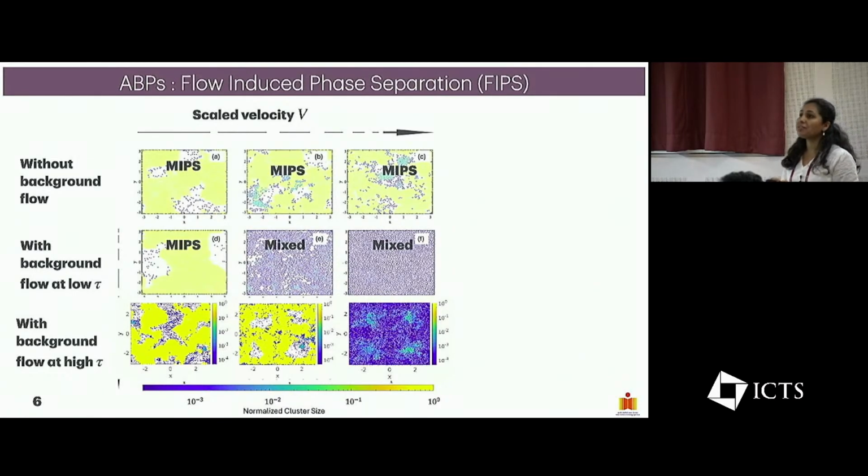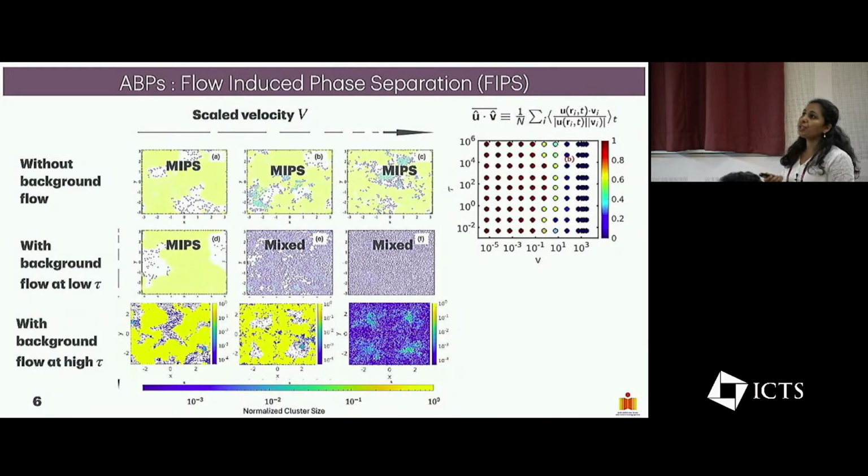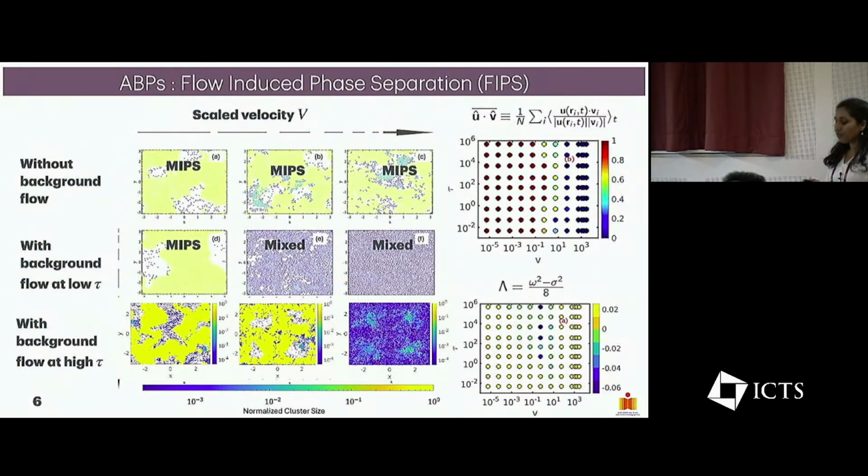So to identify these different types of phases, we introduce two parameters. One is the correlation between flow and particle, and we understand that in the mixed region and in the FIPS region, we'll see there is a correlation, while in the MIPS region we won't see any correlation. Also, we calculated the Okubo-Weiss parameter, and it will tell whether these particles are in the strain dominated region or not.